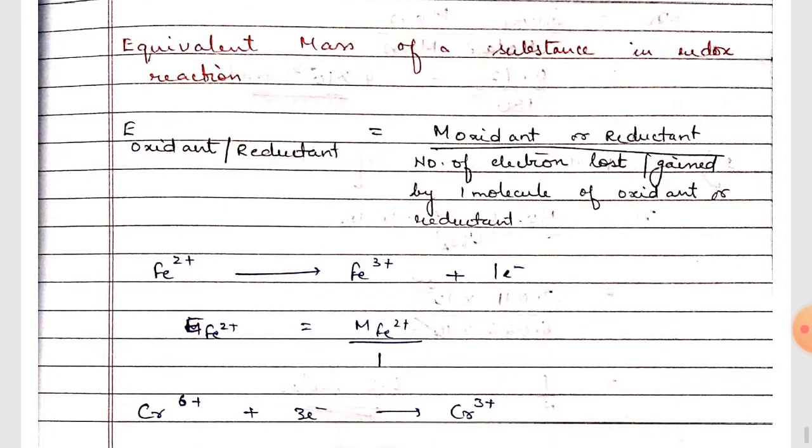Now we'll see it for a substance in a redox reaction. A redox reaction involves loss or gain of electrons. So equivalent mass of oxidant, that is oxidizing agent, or reductant, which is reducing agent, is equal to the molecular mass of oxidant or reductant divided by the number of electrons lost or gained by 1 molecule of oxidant or reductant. So equivalent mass of oxidant, the oxidizing agent: what will it itself undergo? Reduction. So it's the molecular mass of oxidant divided by the number of electrons gained by it. Or you can say the equivalent mass of reductant is equal to the molecular mass of reductant upon the number of electrons lost by it.